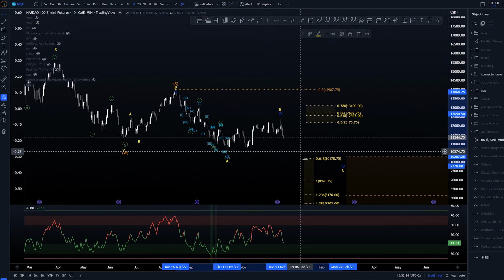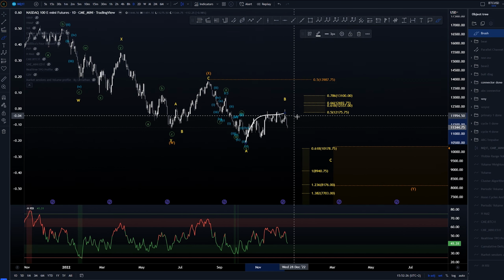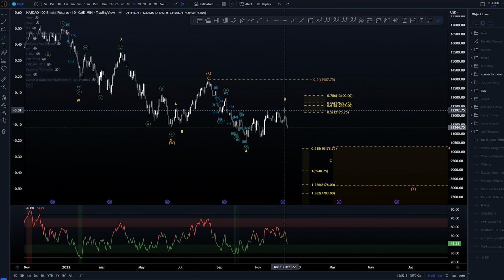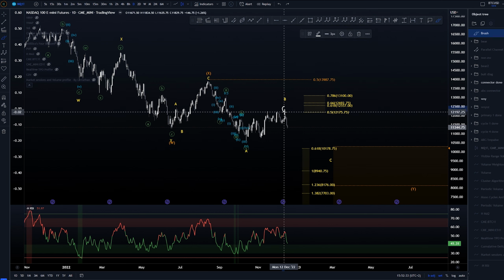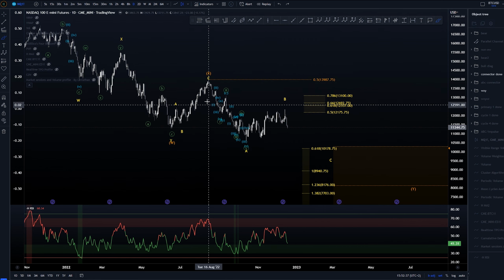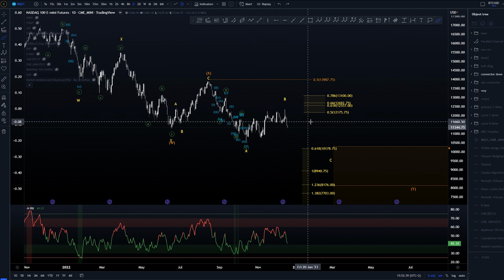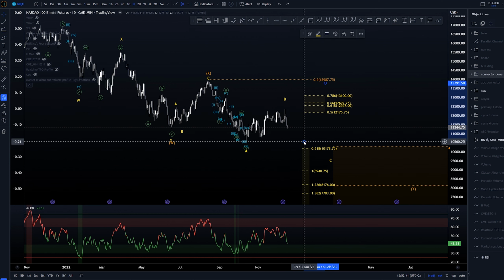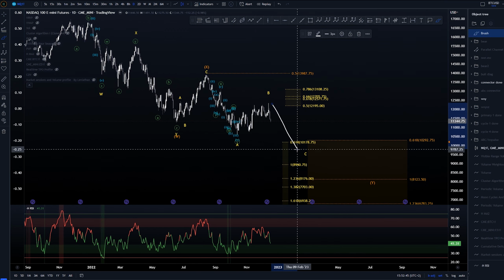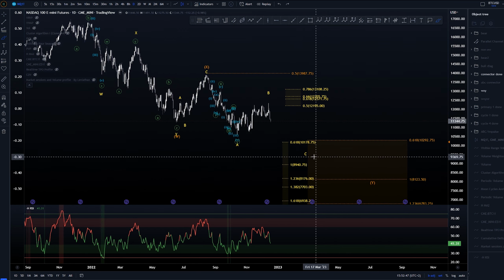And then we would be looking for a three-wave structure for that wave B, and then a continuation to the downside. This peak that we had last week is definitely a potential one for this. We have gone beyond the 50% retracement of this wave A for that wave B. Let's make sure that we have it pretty close. Yep, looks good. And now we would be looking for another C-wave structure.